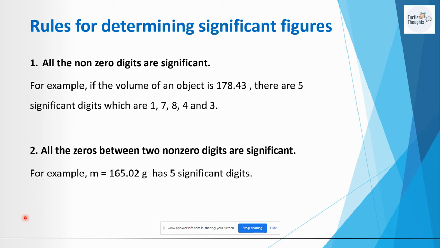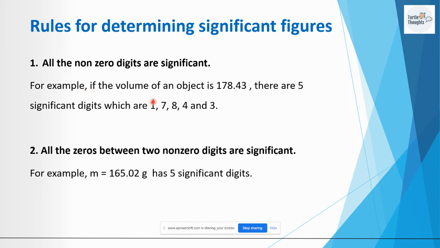If a number is given, we can determine the number of significant figures using four rules. We will study the four rules of determining significant figures. The first rule says that all non-zero digits are significant.